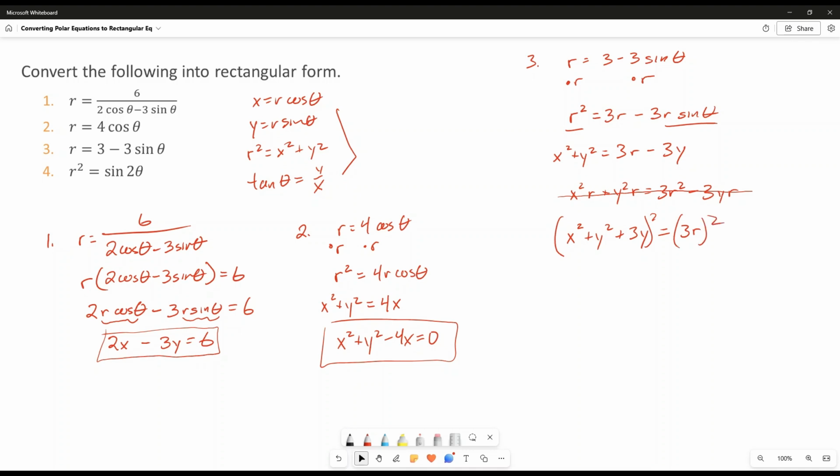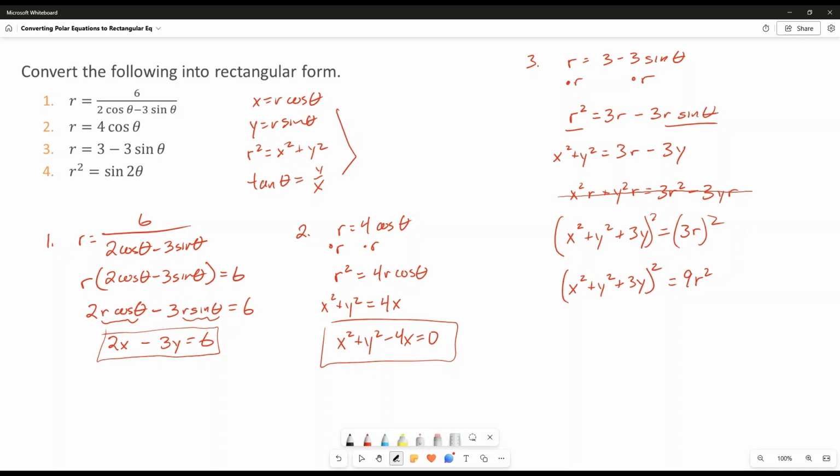So on the left side, we have x squared plus y squared plus 3y, quantity, all of that is being squared. And I'm just going to leave it like that. I'm not going to bother simplifying that at all. So x squared plus y squared plus 3y, that entire quantity being squared. And then on the right side, I have a 3r, that quantity is being squared. So 3 squared is 9, and r is going to be r squared. And so I have x squared plus y squared plus 3y, quantity squared, is equal to 9r squared.